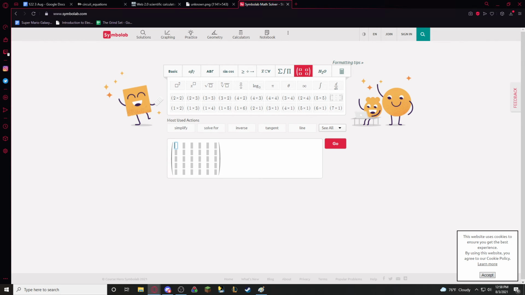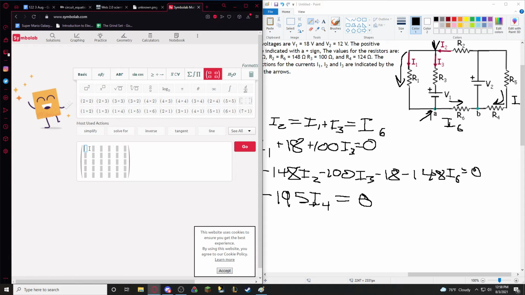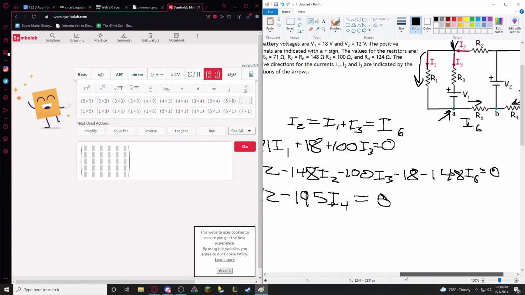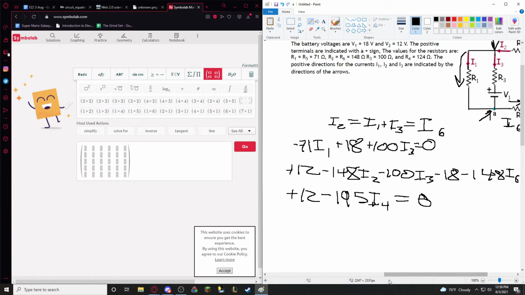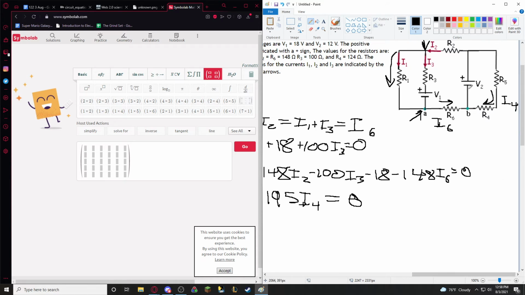I was trying to ask, will we have another equation for the junction at B, basically? We could, but we haven't actually defined a current going through V2. Which, I mean, we could if we wanted to, but there looks like there is no need for it. Yeah, there's no need for it.